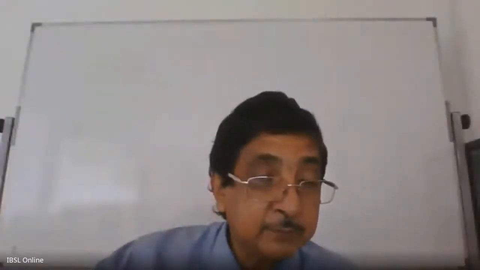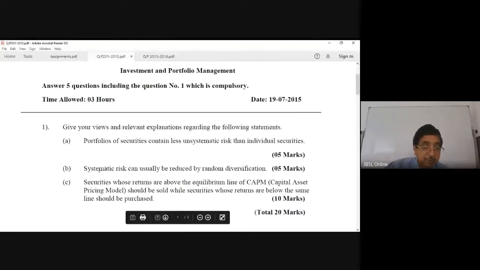That question also has some relationship with the first question. Systematic risk can usually be reduced by random diversification. Now, I think giving the answer for the first question, you might get automatically. You will get the answer for this in that case.